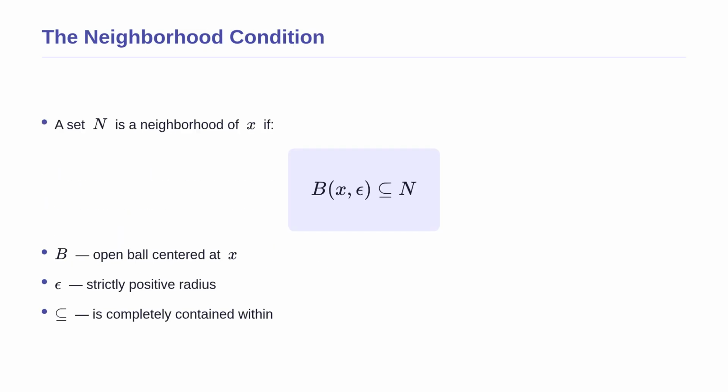This brings us to the mathematical condition for a neighborhood. The formula states that the open ball B centered at x with radius epsilon must be a subset of N. Conceptually, this means our perfect bubble must live entirely inside the set. The symbol epsilon represents a strictly positive radius, no matter how microscopic. The subset symbol means is completely contained within. If you shrink epsilon to be very small and the ball still spills out of N, then N is not a neighborhood of x.